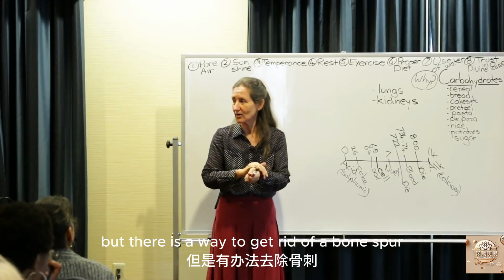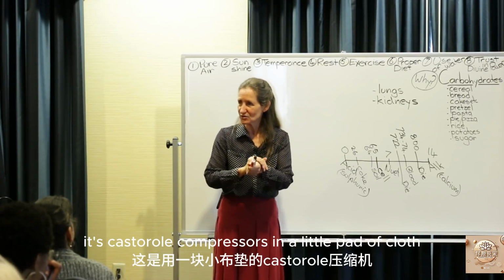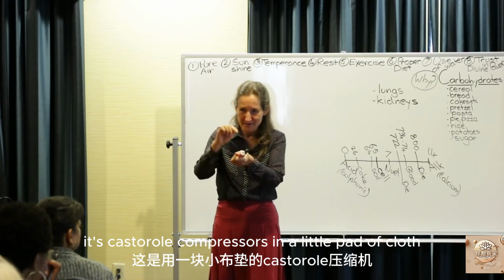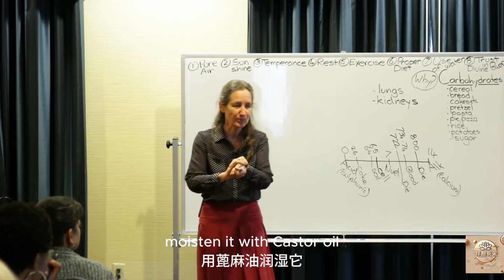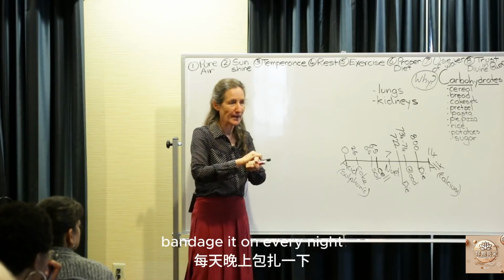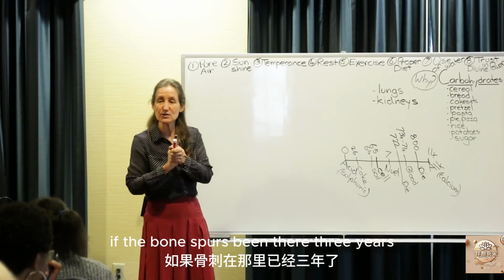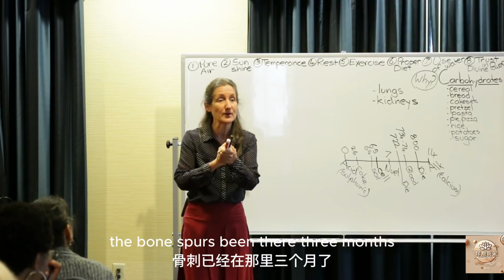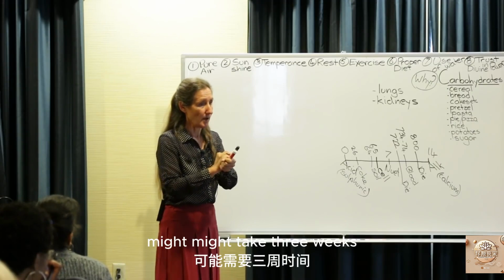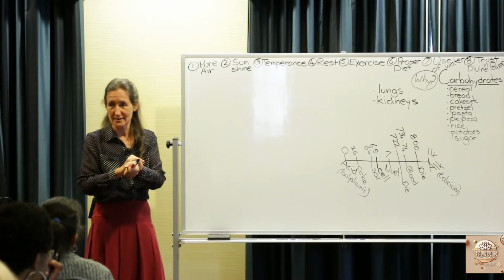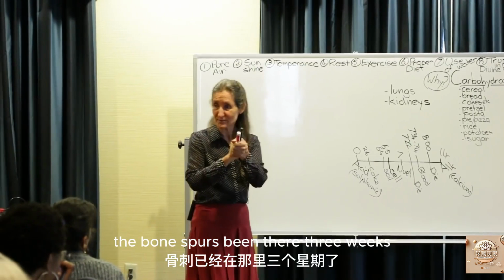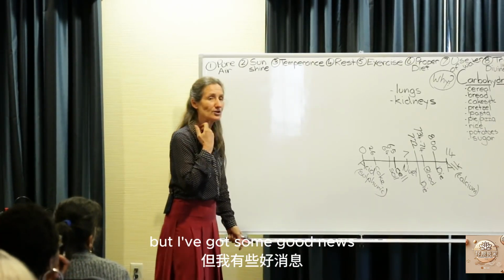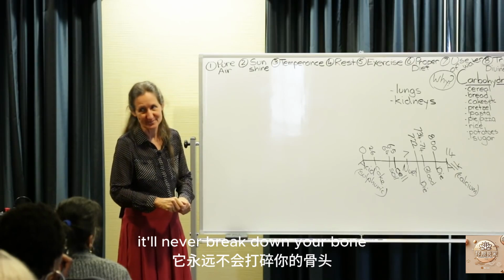But there is a way to get rid of a bone spur. It's castor oil compresses. Get a little pad of cloth, moisten it with castor oil, put it on, put some plastic over it, bandage it on every night. If the bone spur's been there 3 years, it might take 3 months. If the bone spur's been there 3 months, might take 3 weeks. If the bone spur's been there 3 weeks, might take 3 days. So it depends how long it's been there. But I've got some good news. It'll never break down your bone.